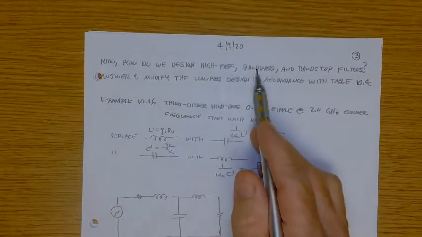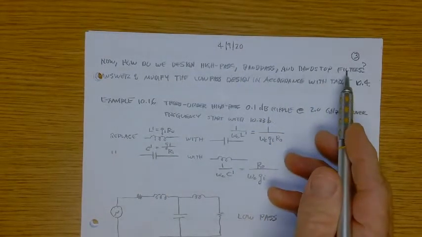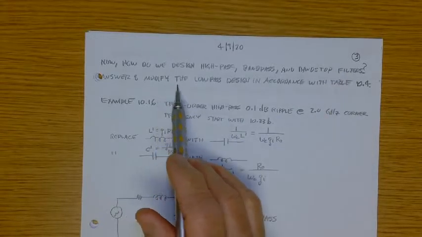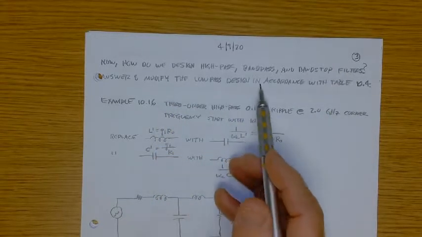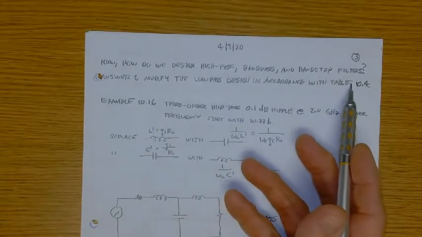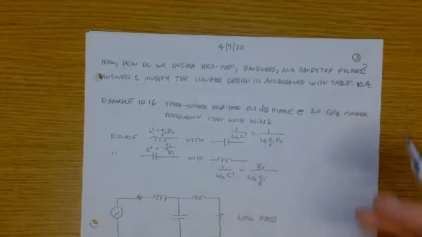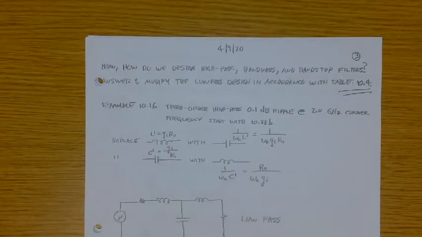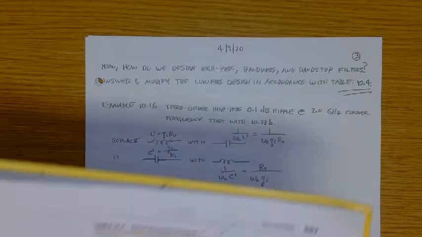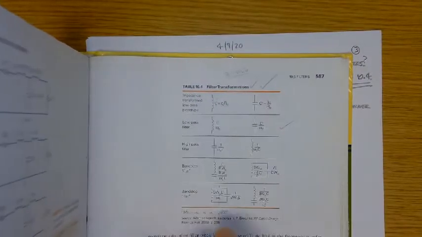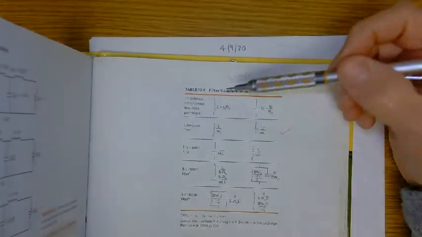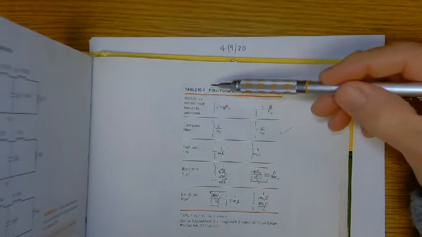How do we do a band pass design? How do we do a band stop design? And so the answer to that, as I mentioned earlier, is we're just going to modify the low pass design in accordance with table 10.4. This table 10.4 is crucial. So let's take a quick look at that, see how this thing works. Table 10.4 is critical to how we do that.